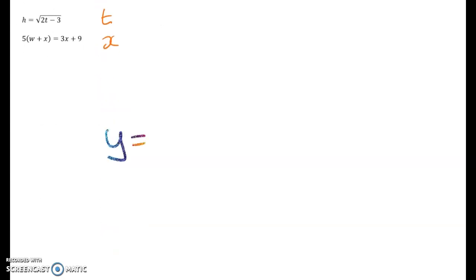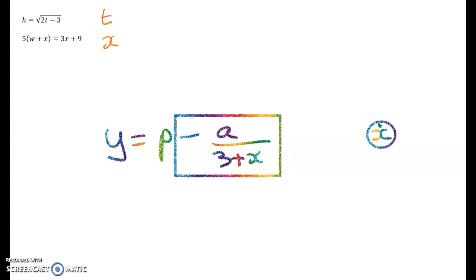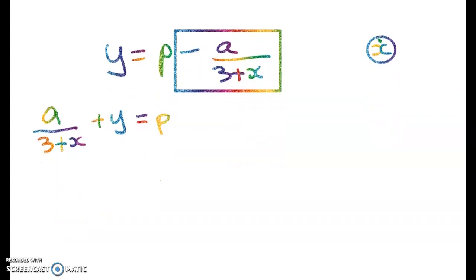So we're starting off with this one, y is equal to p minus a divided by 3 plus x. And our goal is to make x the subject. So the first thing I want to do is try and get just the stuff with x's in on one side and the other stuff on the other side. But I'm going to start here by adding this onto both sides. All right, so we're going to have a over 3 plus x plus y is equal to p. I'll start like that. And now I'm going to subtract this from both sides.